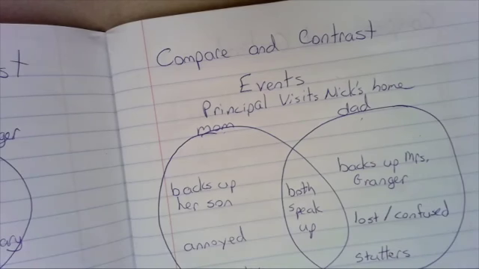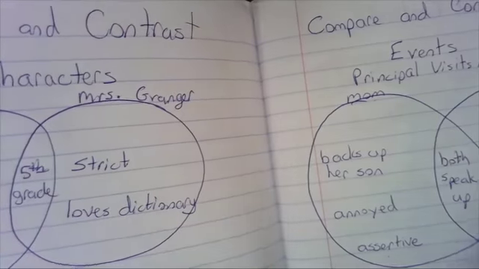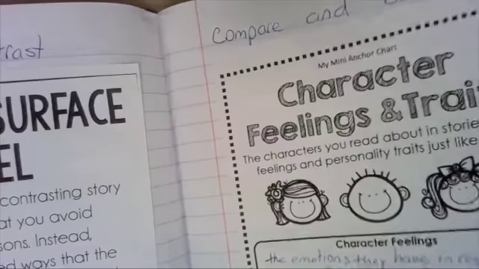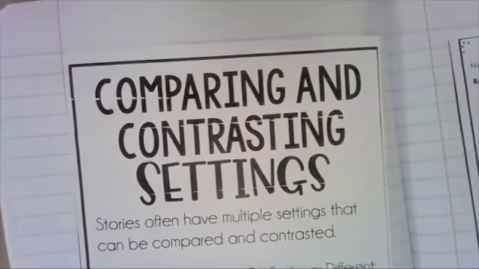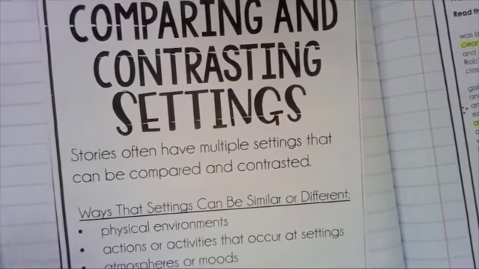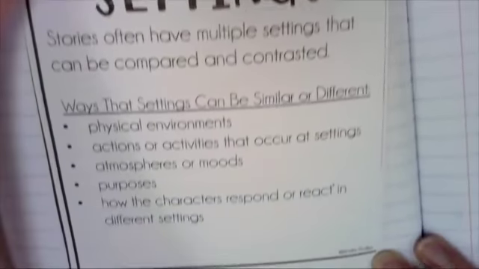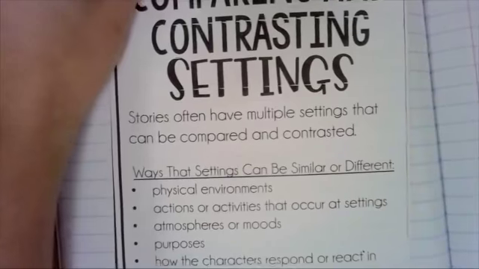Now, today, after we did that, we looked more in detail at comparing and contrasting characters. We talked about character traits, and we did some work with that. So now that we're done with comparing characters, we're going to look at comparing and contrasting the setting. You need to find this page in your paperclip notes, and make sure you put it on page 14 and label it page 14.